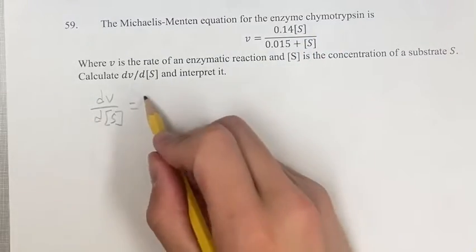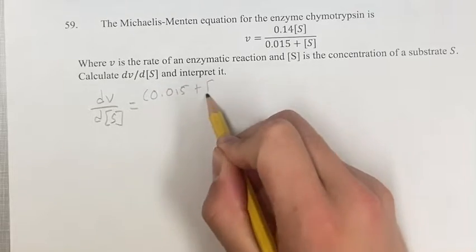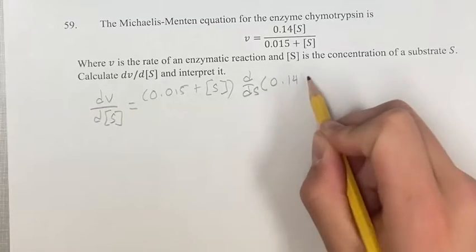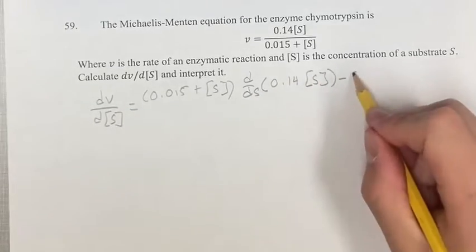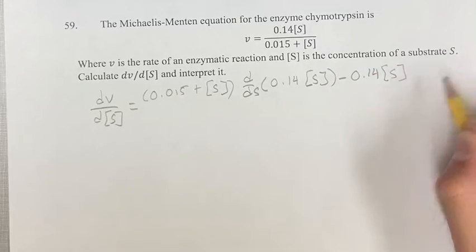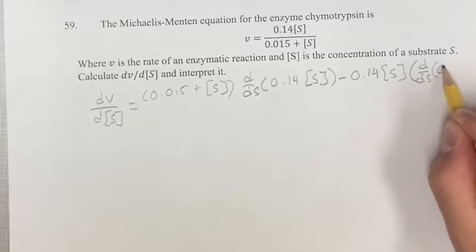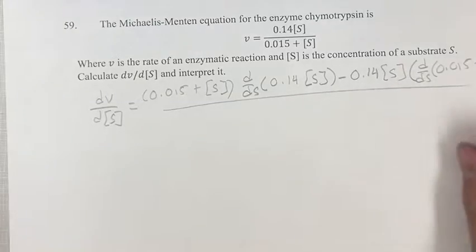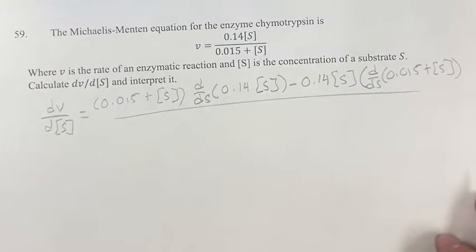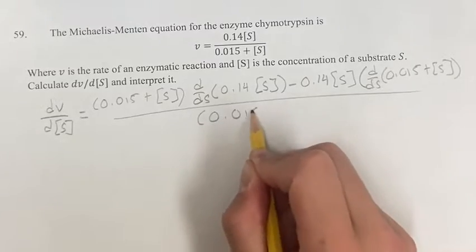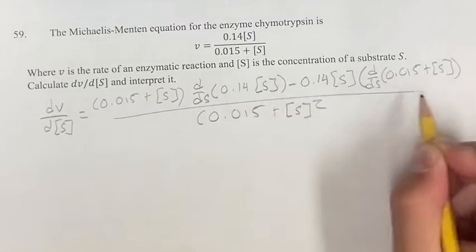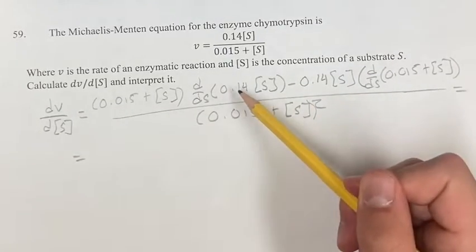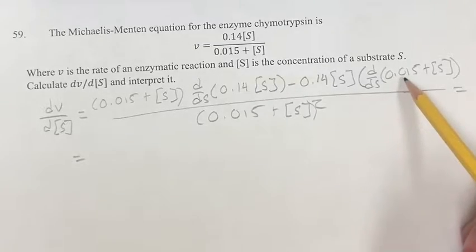So we're going to have the denominator times the derivative of the numerator minus the numerator times the derivative of the denominator over, moving it over a little bit so you can see everything, over the denominator squared. And this is just following the rule for all fractions with derivatives, which is just the quotient rule. The denominator times the derivative of the numerator minus the numerator times the derivative of the denominator over the denominator squared.